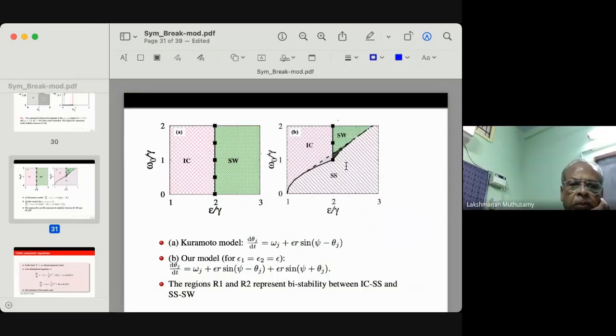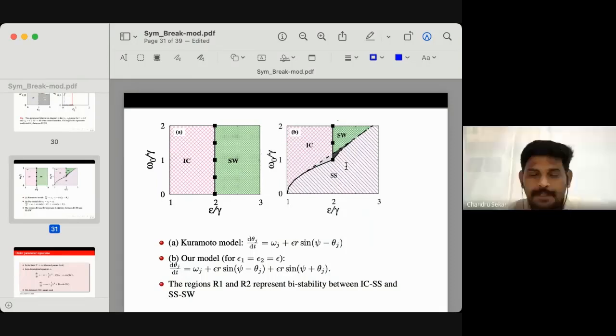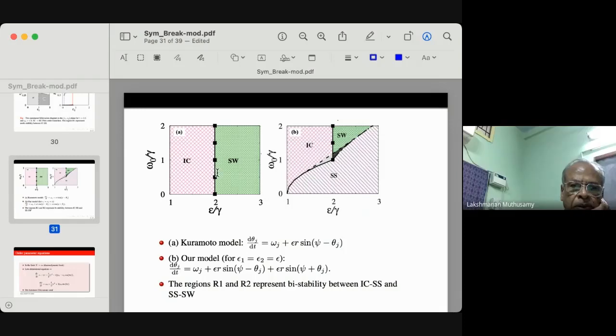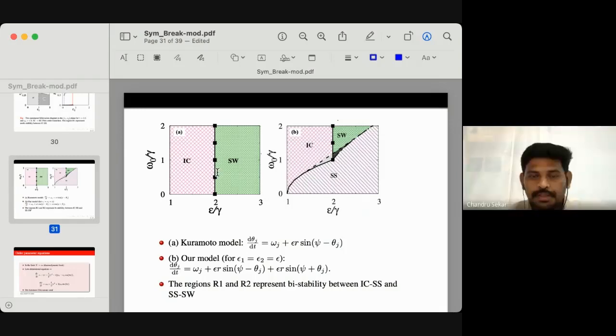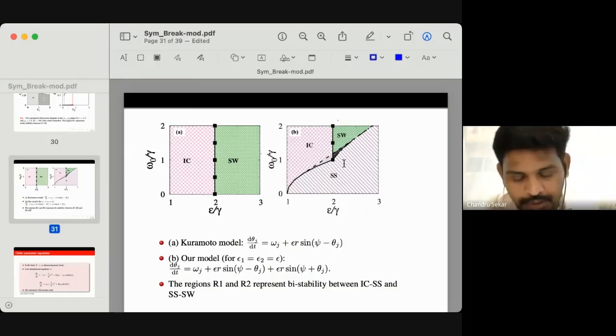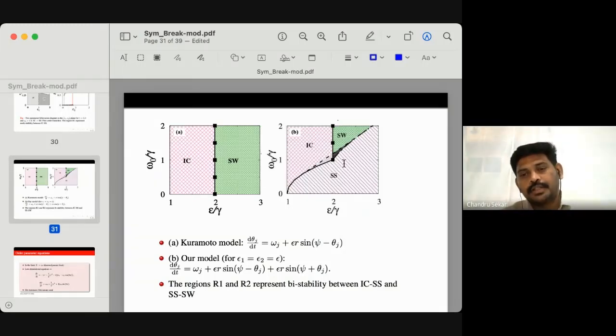In the Winfree model, there are 3 distinct states, whereas in the Kuramoto model there are only 2 distinct states. Also, there exists multistability and first order transition and so on. Okay, thanks.